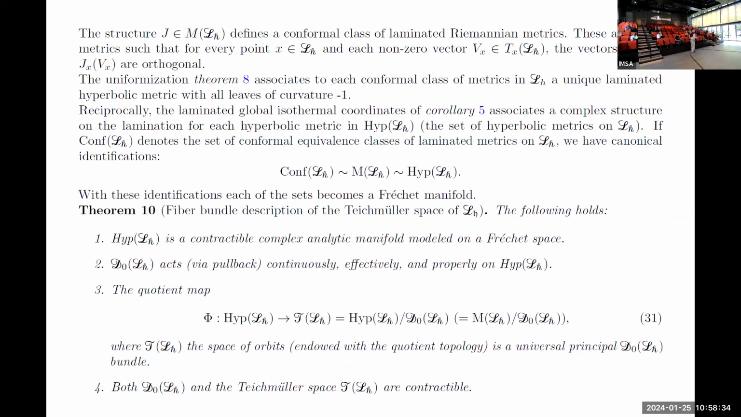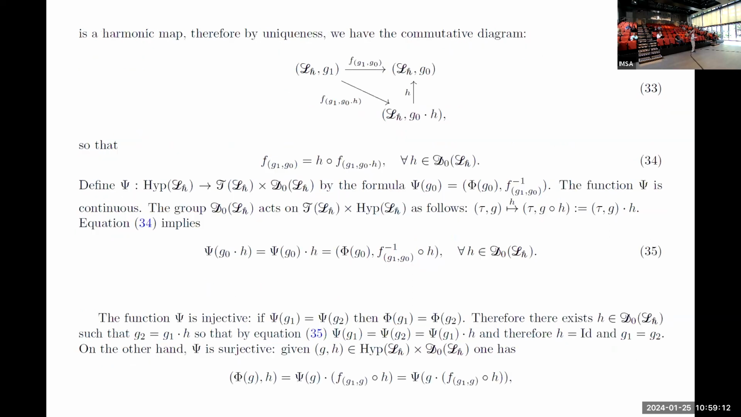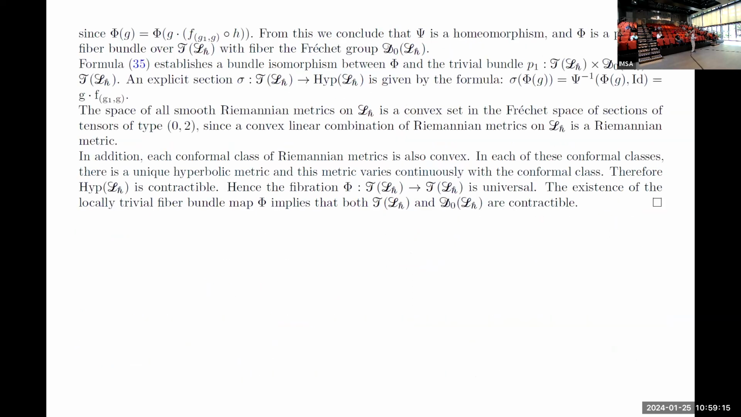The set of hyperbolic metrics that you can put on a Riemann surface lamination is a complex Banach manifold on a parametrized space. The group of laminated isomorphisms acts continuously and effectively, and this map is a fiber bundle, and therefore both the group of isomorphisms and the moduli space are contractible, with the fiber bundle description. This uses a heavy proof, essentially because we have the notion of energy that I told you about. Thank you very much.